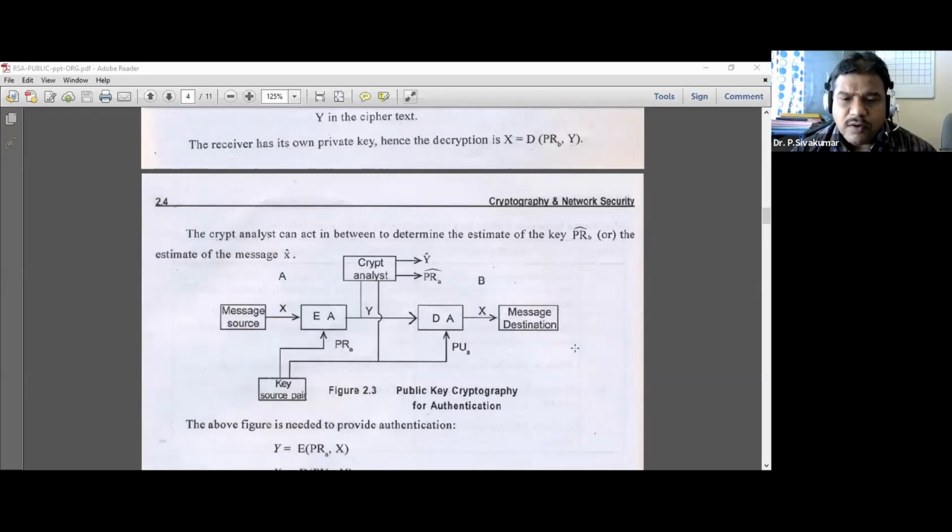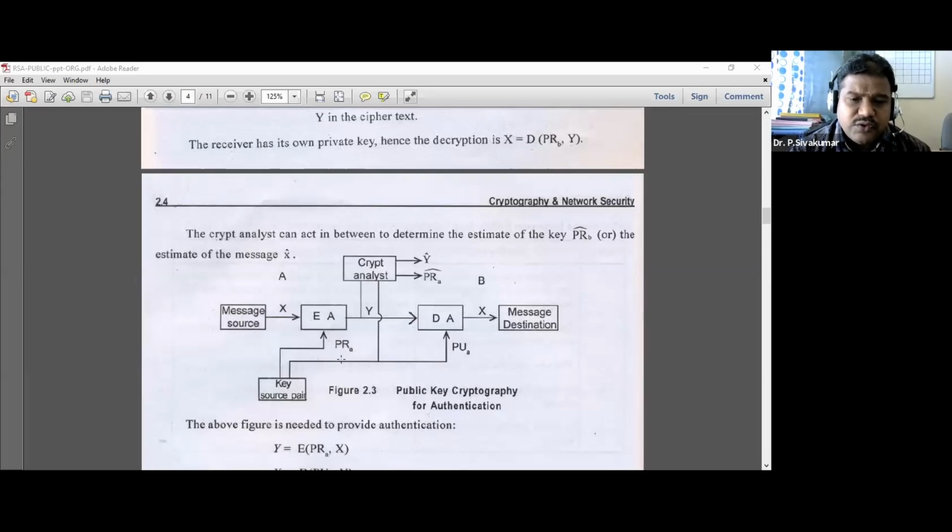Okay. To overcome this problem, we can provide authentication services also in public key cryptography. So you want to implement authentication in public key cryptography. How to do it? It is done by the source private key. User A sends a message to B. How to encrypt the message? The encryption will be done by the private key of user A, the source.